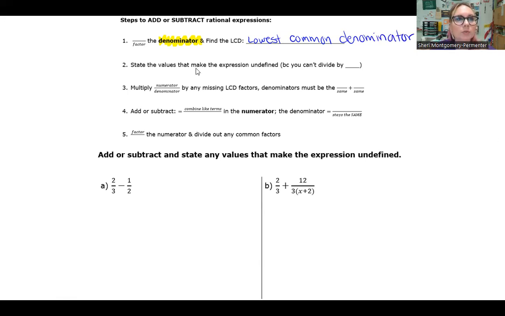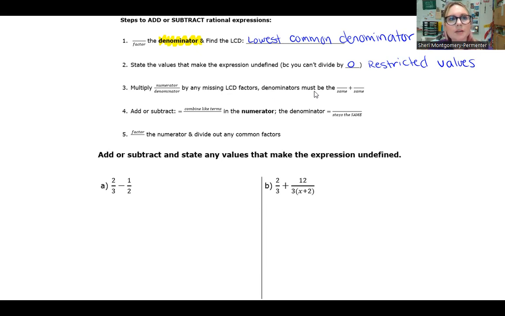Step 2, you will state the values that make the expression undefined, and that's because you can't divide by 0. We also call these restricted values. The next step will be to multiply the numerator and denominator by any missing lowest common denominator factors.